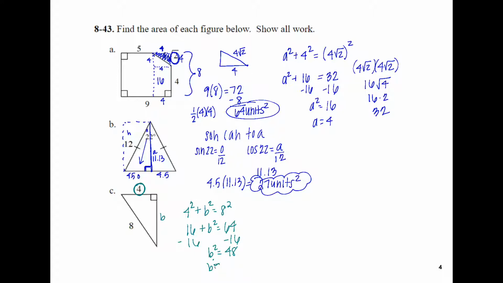B is about 6.93. We then can take 1/2 of 6.93 times 4, and we get our area to be approximately 13.9 units squared.